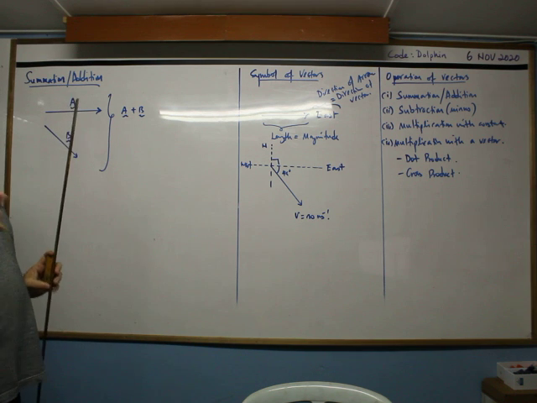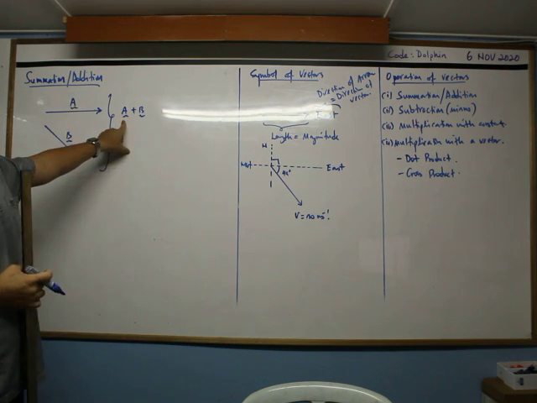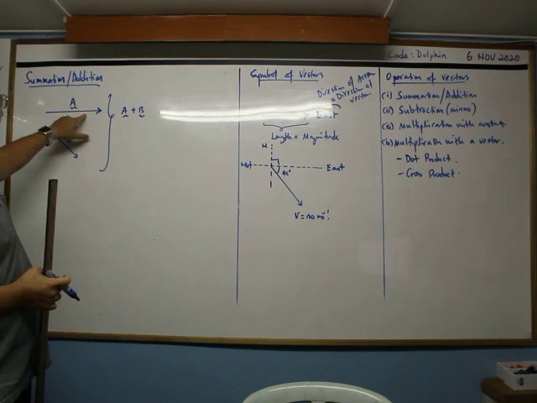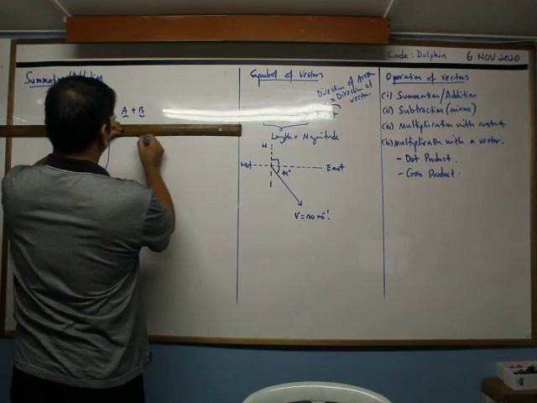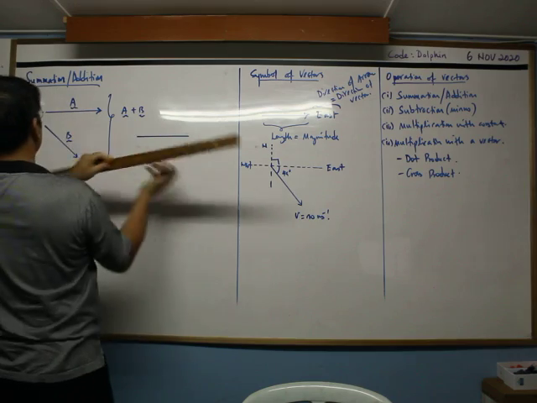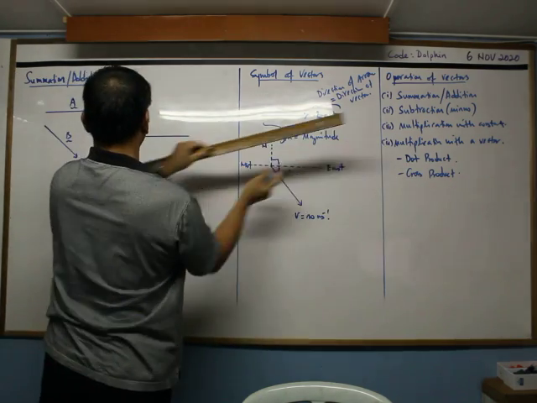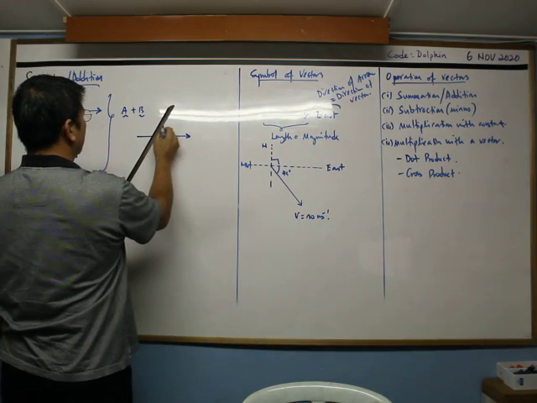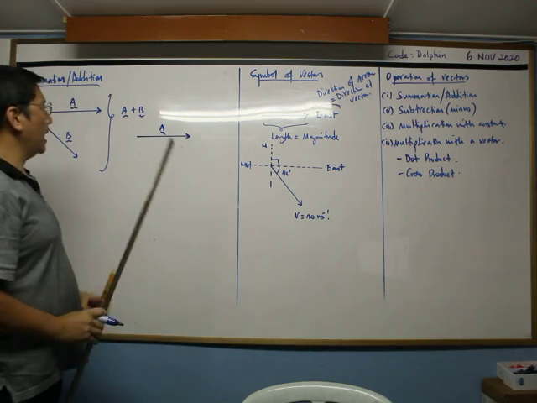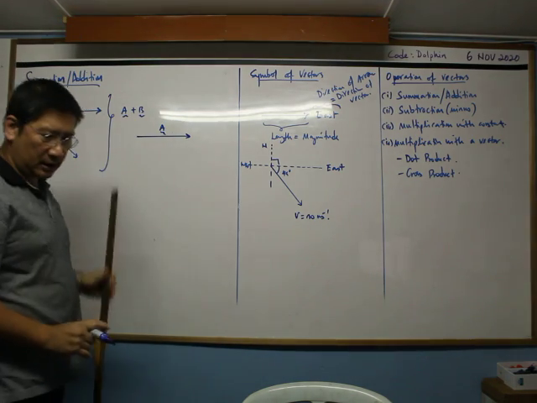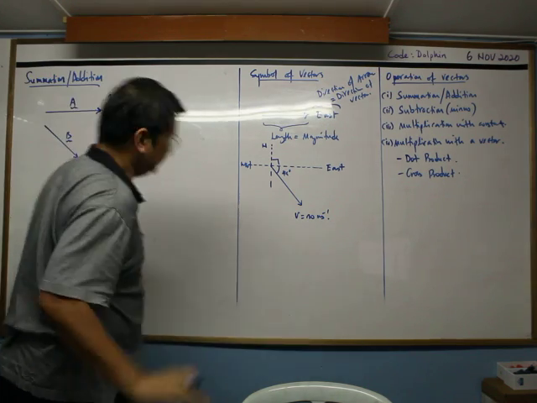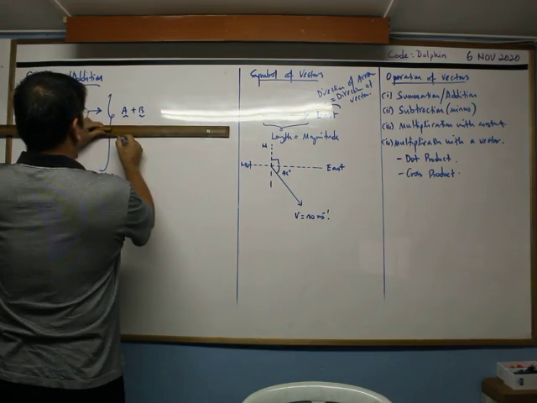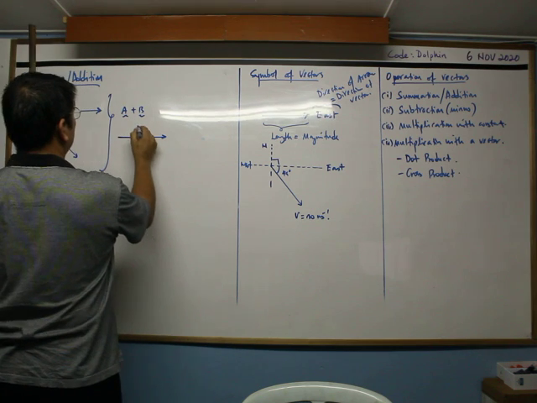What you do is, you draw the first vector first. So you transfer this vector here. Transfer this vector, and make sure it's the same length. If you measure, the length will be the same. So this is my vector A. Now followed by vector B. So I draw it a bit to the left.